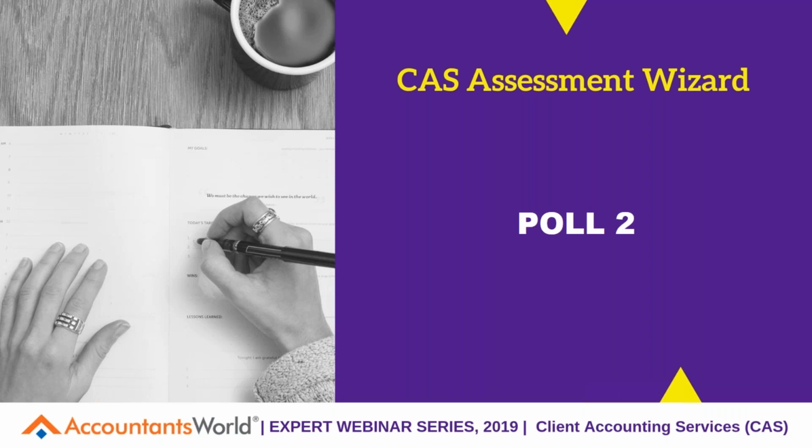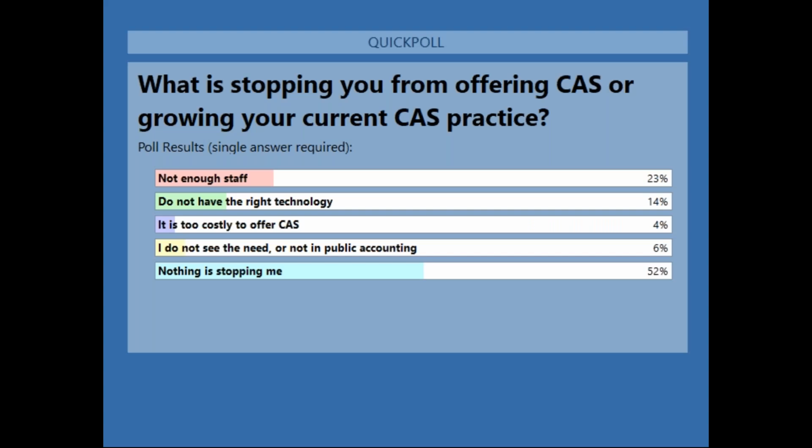All right, and it looks like it's already been closed here, so I will share the results with everybody. All right, what is stopping you from offering CAS? So Hitendra, it looks like nothing is stopping anybody. About half the audience has said that they are offering CAS. One measure is that there is not enough staff, and 14% said they do not have the right technology. Now, do you find that that's concurrent with your findings and your expertise?